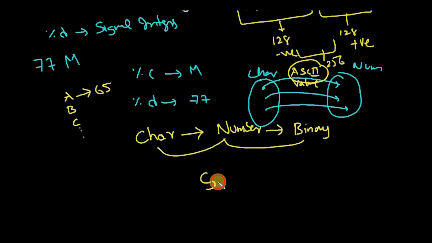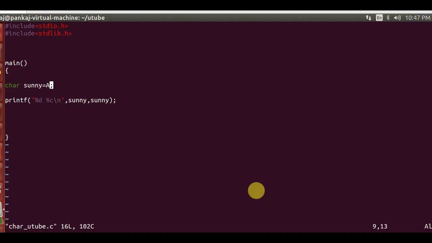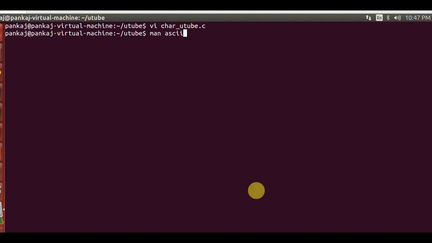If I store the character in Sunny, if I store A directly, it is not valid. Why? Because here, if you put A in single quotation, then it is a character. If you don't put quotes, it is a variable. For example, if I store A equal to 70, now what happens? We'll see. If I put A in Sunny and compile it, I should get an error. Why? Because A is not declared anywhere.